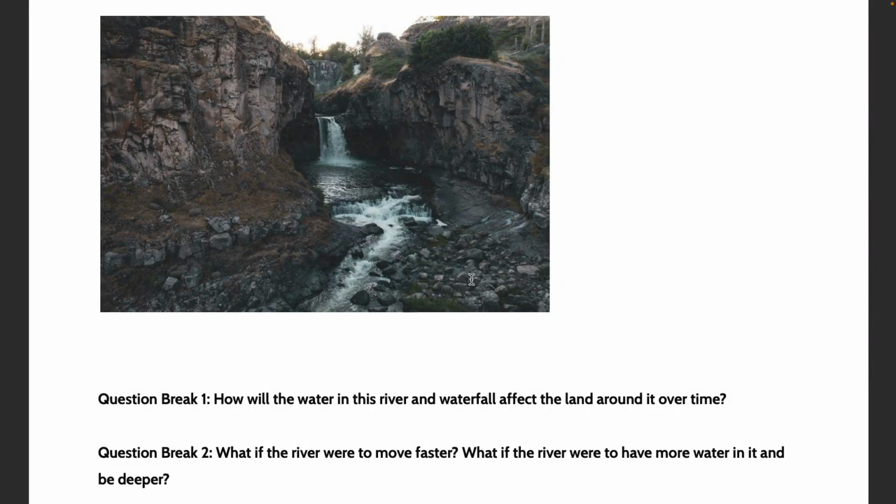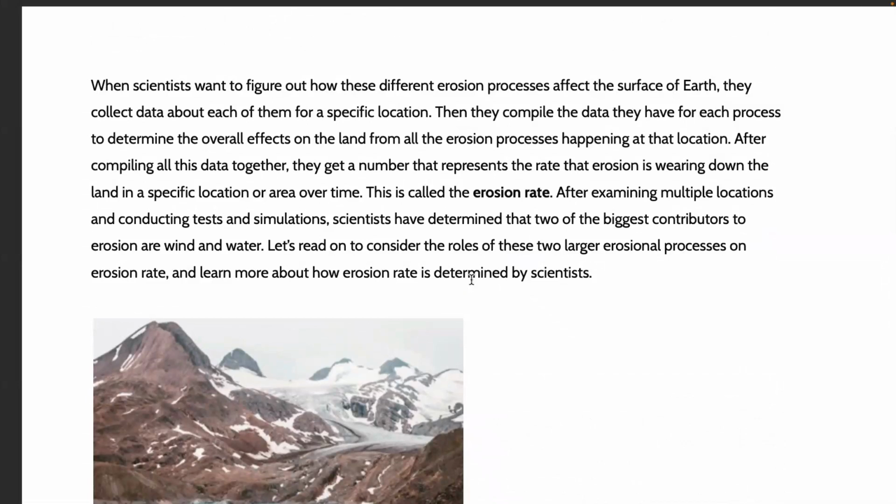When scientists want to figure out how these different erosion processes affect the surface of Earth, they collect data about each of them for a specific location. Then they compile the data they have for each process to determine the overall effects on the land from all the erosion processes happening at that location. After compiling all this data together, they get a number that represents the rate that erosion is wearing down the land in a specific location or area over time. This is called the erosion rate. So how fast is erosion happening?